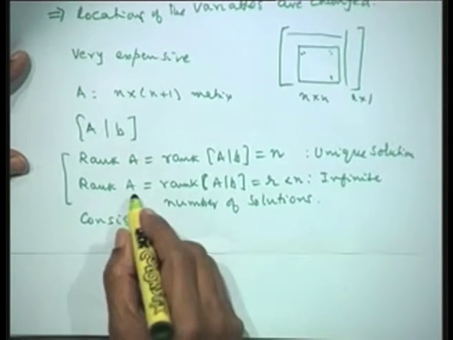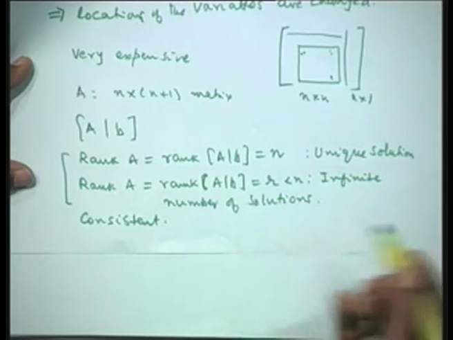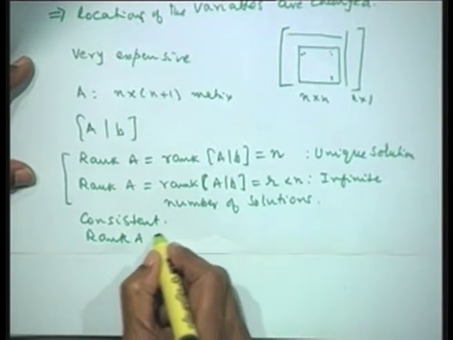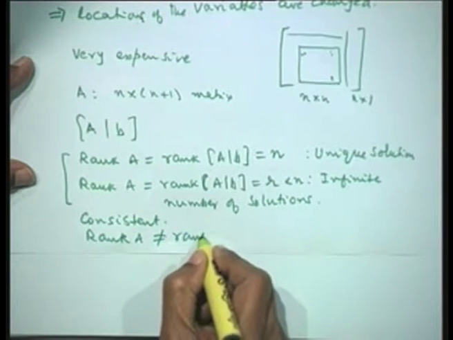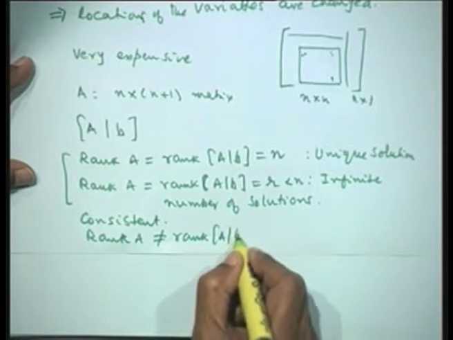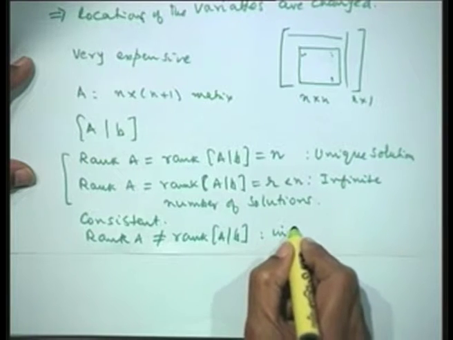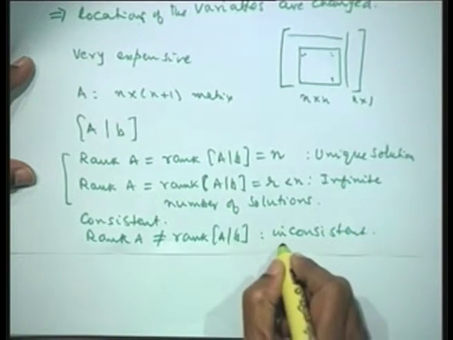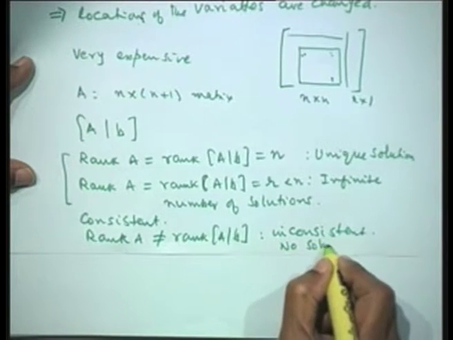Now lastly, if rank of A is not equal to rank of the augmented matrix AB, then it is inconsistent, that means it has no solution.